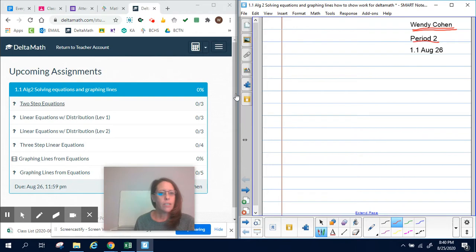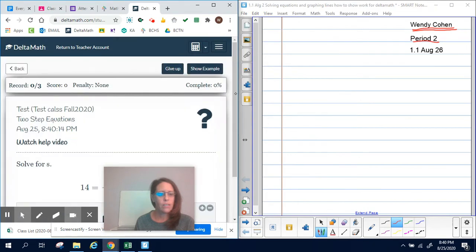After you get into your Deltamath account, you are going to see something similar to this today. And the very first topic we're going to work on, just to get you refreshed back into the groove, is solving two-step equations. So on your paper, what I'm going to want you to put is the first section. First section is called two-step equations.